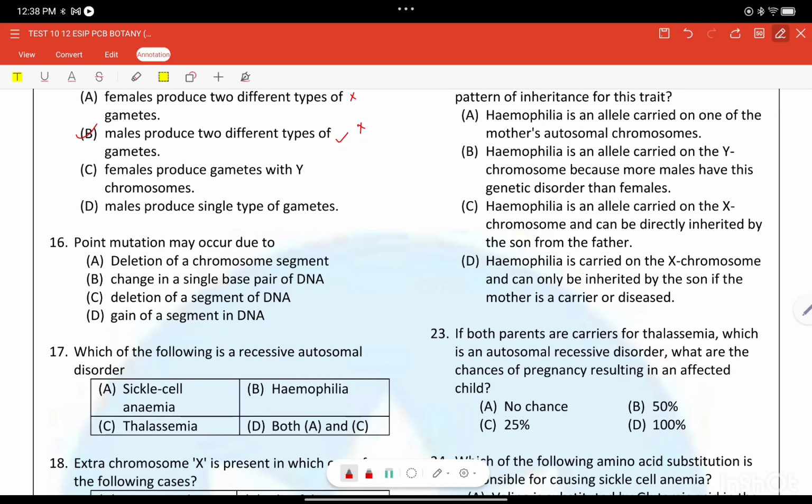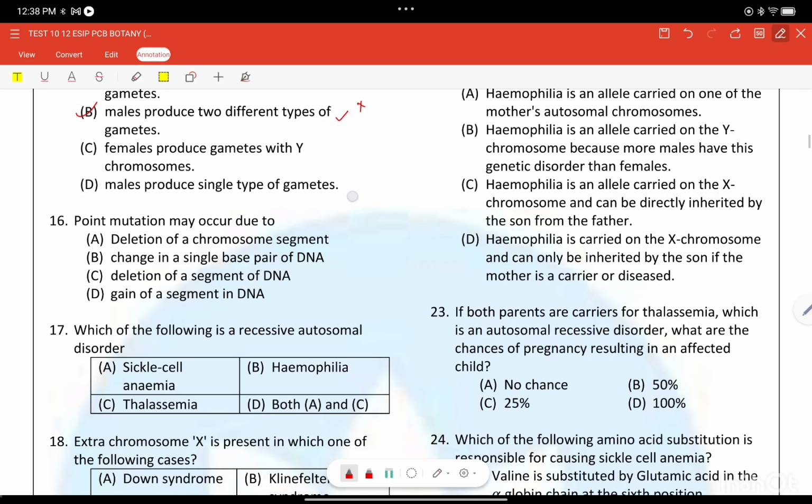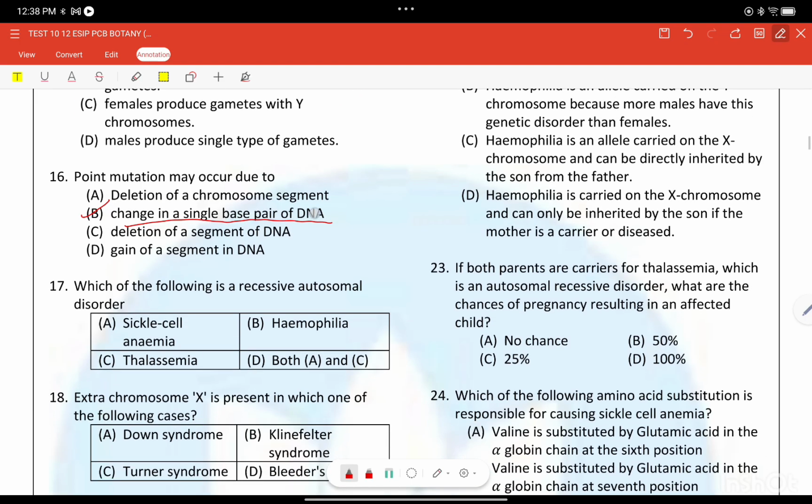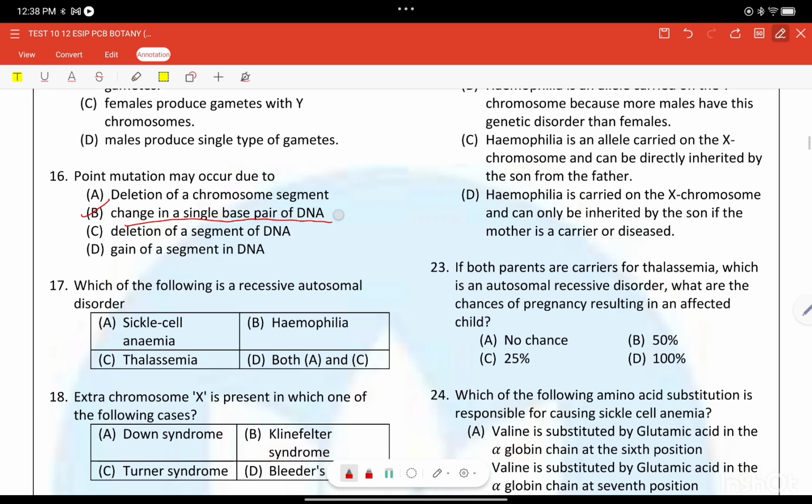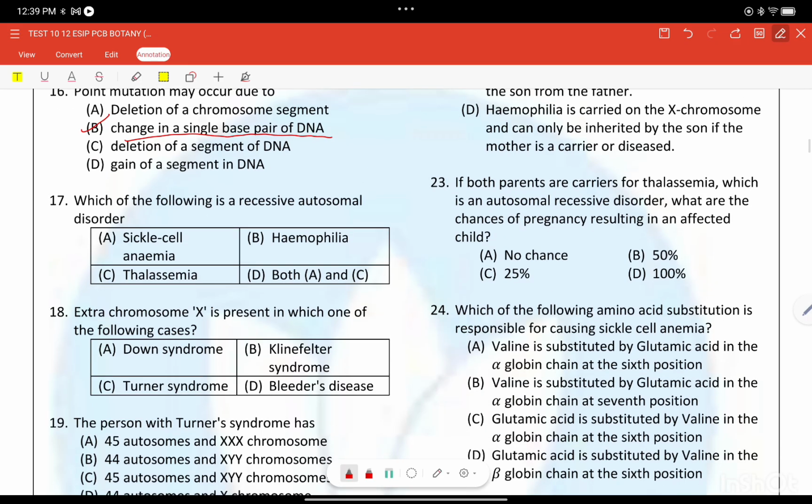Point mutation may occur due to, point mutation is change in a single base pair or nucleotide in a DNA. So that is point mutation, and a classical example of point mutation is sickle cell anemia. Which of the following is a recessive autosomal disorder? If we consider recessive autosomal disorder, then sickle cell anemia and thalassemia both are autosomal recessive disorders, while hemophilia is an X-linked recessive disorder.